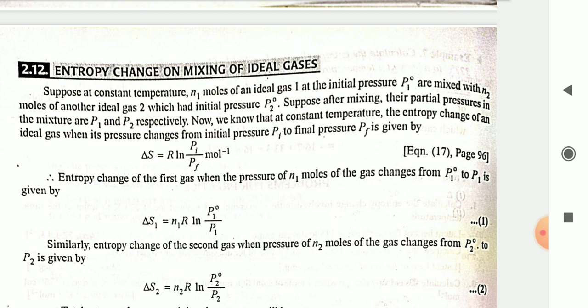Now we know that at constant temperature the entropy change of an ideal gas when its pressure changes from Pi to Pf is given by delta S is equal to R ln Pi by Pf per mole. Entropy change of the first gas when the pressure of N1 moles of gas changes from P1 naught to P1 is given by delta S1 is equal to N1R ln P1 naught by P1. Similarly, entropy change of the second gas when the pressure of N2 moles of gas changes from P2 naught to P2 is given by delta S2 is equal to N2R ln P2 naught by P2.